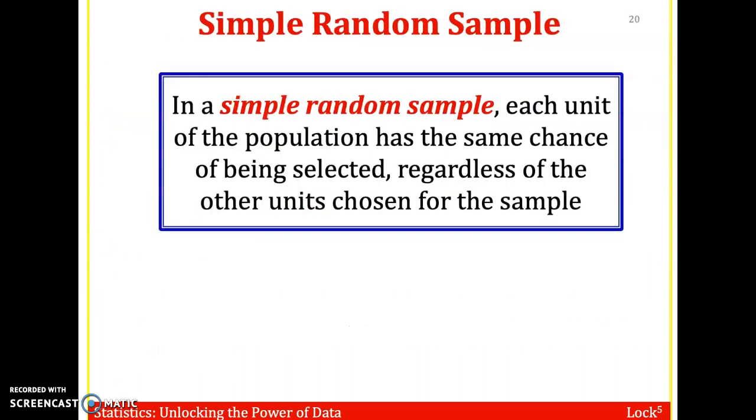Okay, so a simple random sample: each unit of the population has the same chance of being selected. That's what I just wrote down. And this is regardless of other units chosen in the sample.